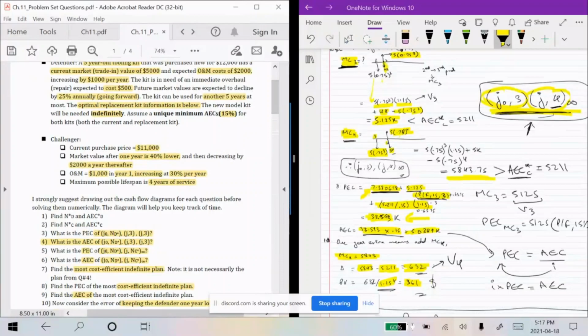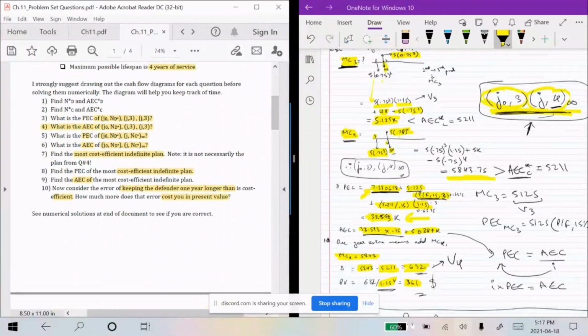Yeah, that's true. And also, I guess he'll ask maybe 3 or 4 questions from 11. He'd ask 3 or 4, but then it'll be like 3 or 4 from these. So he would just tell us this one, and then find the most cost efficient plan. This cost efficient indefinite plan is what they asked us in the quiz too.